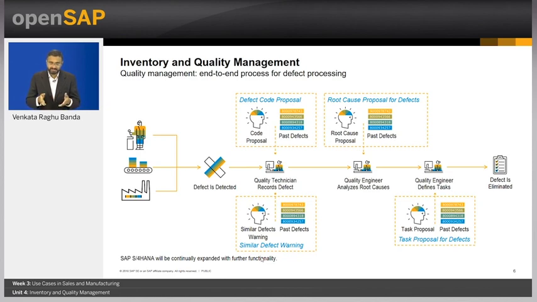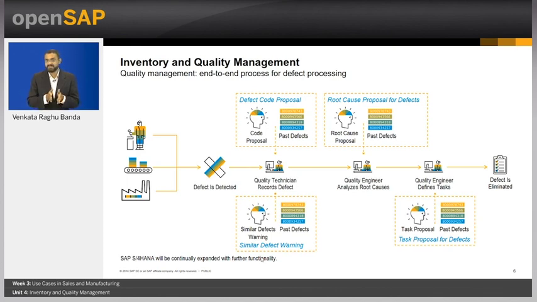So, as you see here in this complete pictorial representation of this flow, starting from the left all the way to the right, as a quality technician, once a defect is detected, there are different proposals which come. On the top you see the code proposal could be one of these ML algorithms or one of these use cases based on the past defects. And then you could also identify a similar defects warning, which is again another machine learning related suggestion, saying that okay, these are the similar defects, again based on the past defects.